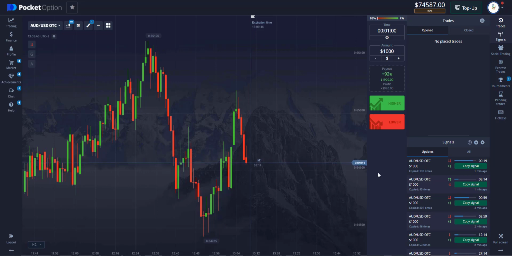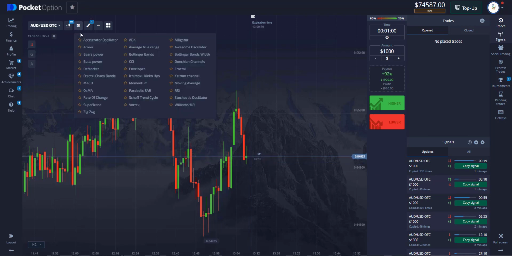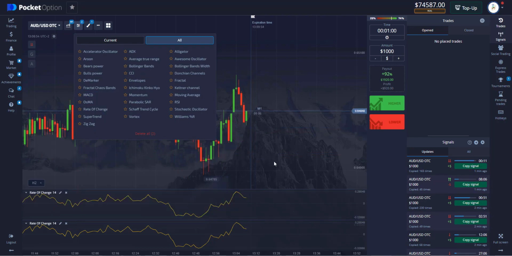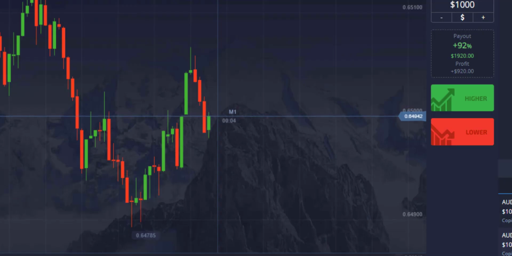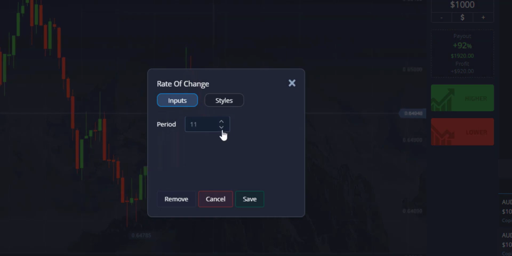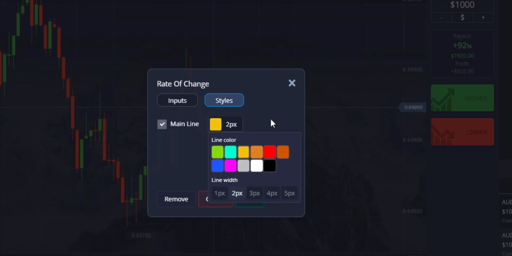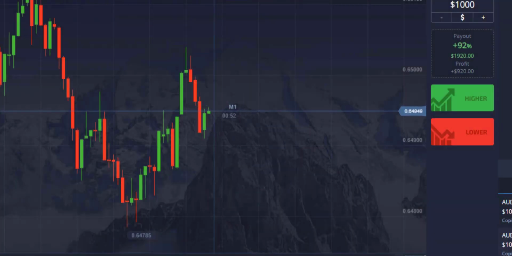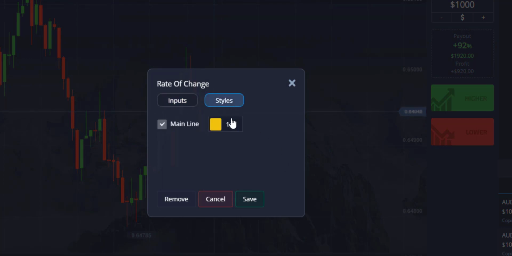Let's get to the strategy of the current video. Select the rate of change indicator twice. For the first indicator, I will choose 7 and 2 pixels. The other rate of change indicator, I will leave at 14 and 2 pixels.